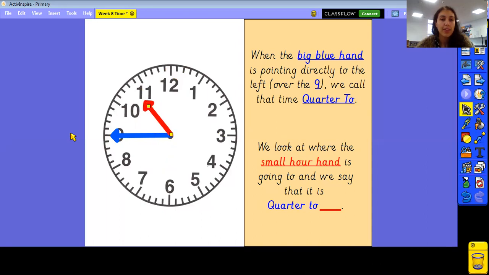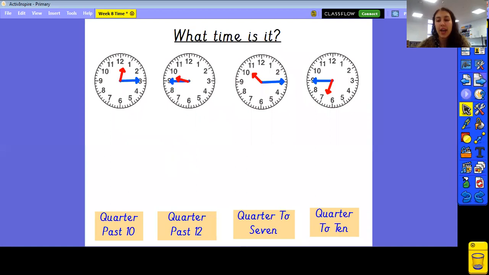What time is this? Well done if you said 1/4 to 11. That's because it's pointing at the 9, which shows it's 1/4 to, and the big red hand is going to 11. So 1/4 to 11. Okay, now it's time to match the clocks. Why don't you have a go at pausing the video, having a go yourself, and then we will go through it together.